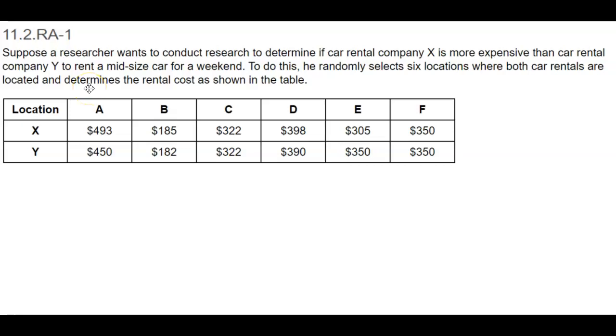11.2.RA-1. Suppose a researcher wants to conduct research to determine if car rental company X is more expensive than car rental company Y to rent a mid-sized car for a weekend. To do this, he randomly selects 6 locations where both car rentals are located and determines the rental cost as shown in the table.